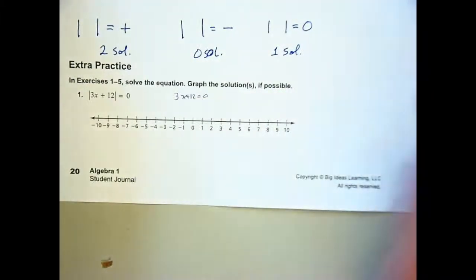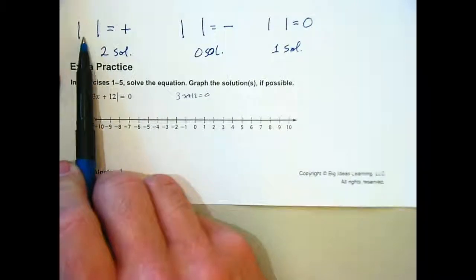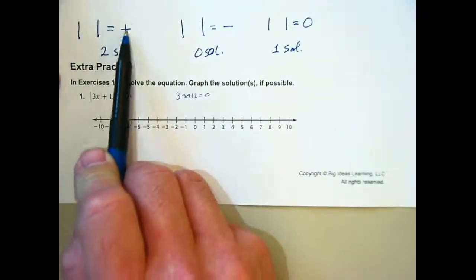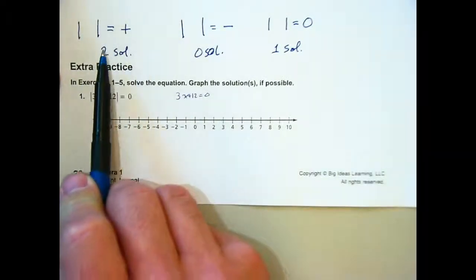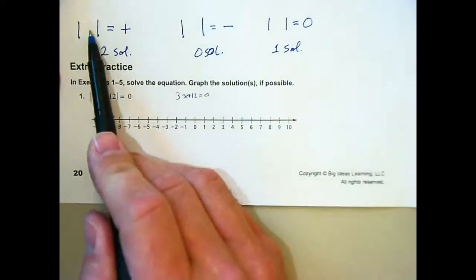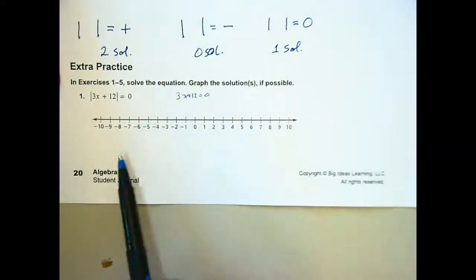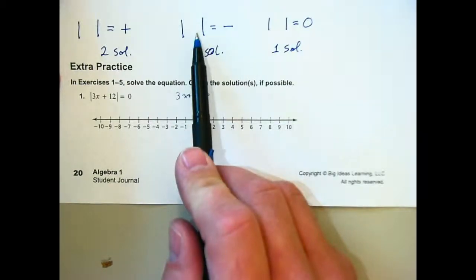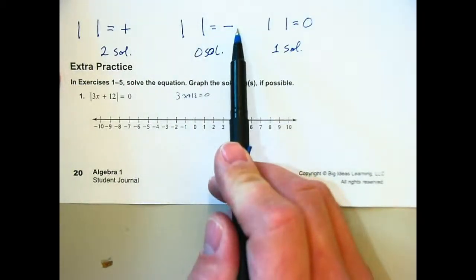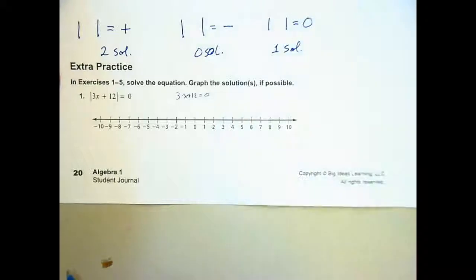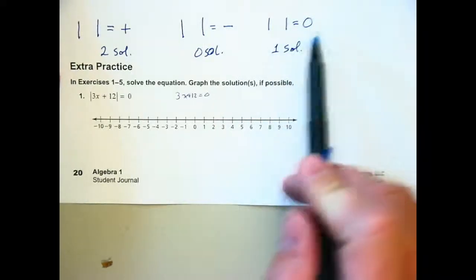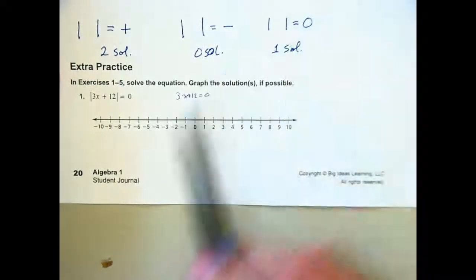Okay? Because this is saying what numbers are a certain positive distance from 0. And so if I said 3 in here, well, 3 and negative 3 are 3 units from 0. This is saying what number is a negative distance from 0. And that can't be possible. Here we're saying what number is 0 units from 0. And that would be 0.